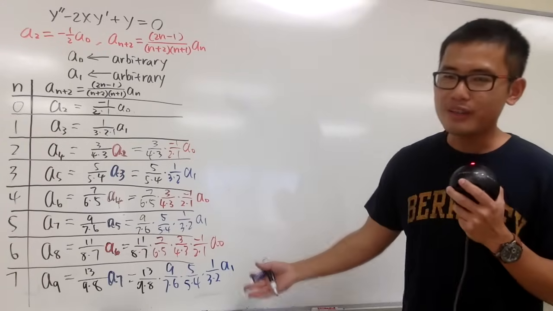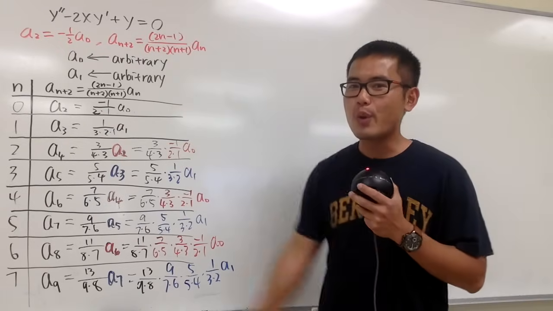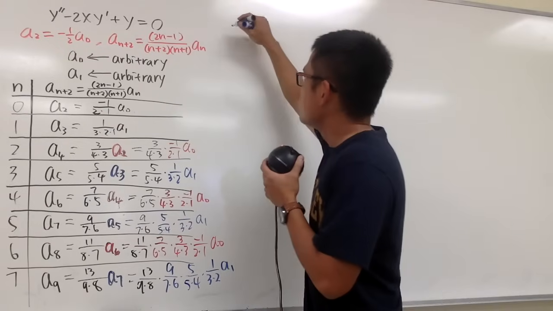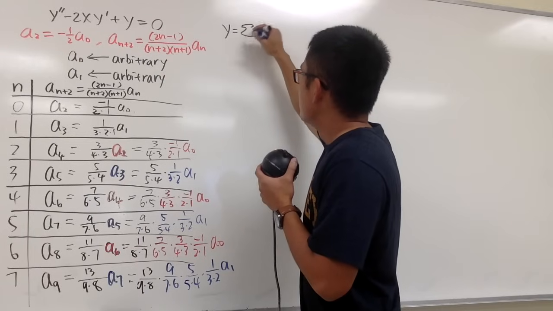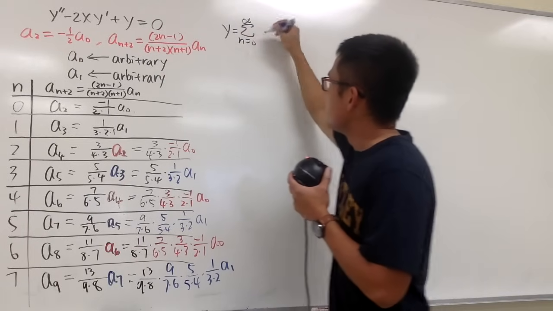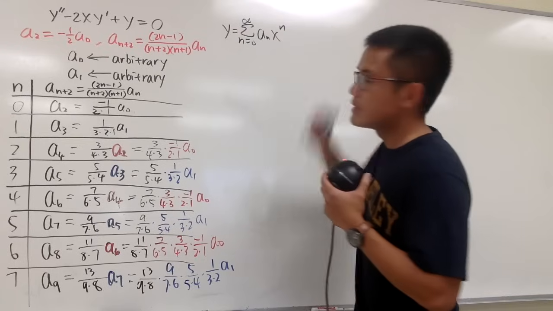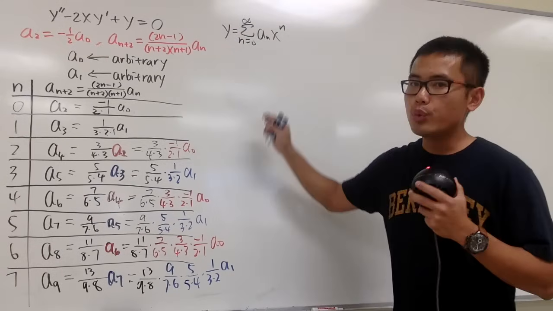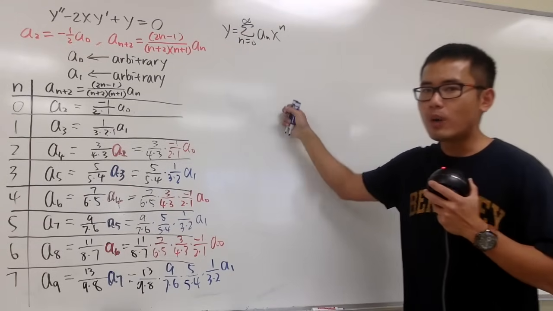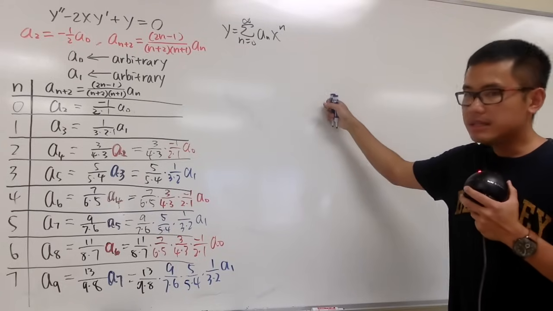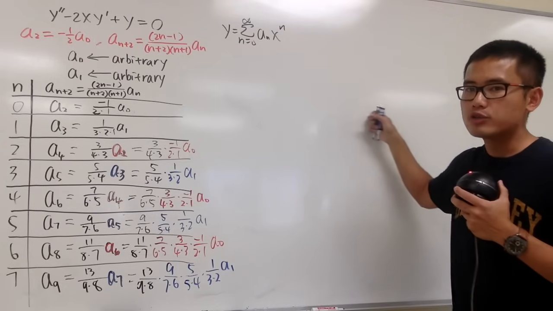And now we have all the ingredients to write the solution for that differential equation. And remember, the solution is in the form of y equals the series when n starts from 0 to infinity, a_n times x to the nth power, right? And this means we will have a0 plus a1 times x to the first power plus a2 times x to the second power, and so on forever.